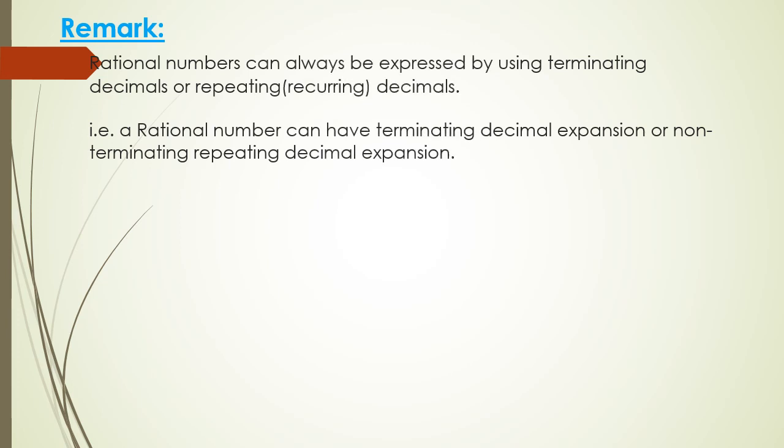Next one, we'll see a remark. Rational numbers can be always expressed by using terminating decimals or repeating or recurring decimals. That is, a rational number can have terminating decimal expansion or non-terminating repeating decimal expansion. So from this we come to know that a rational number can have only two types of decimal expansions. Either it can be terminating, or if it is not terminating, then it will have recurring decimal expansion.